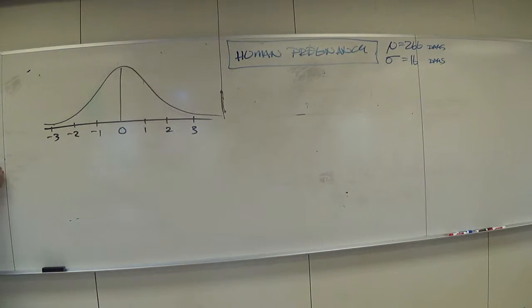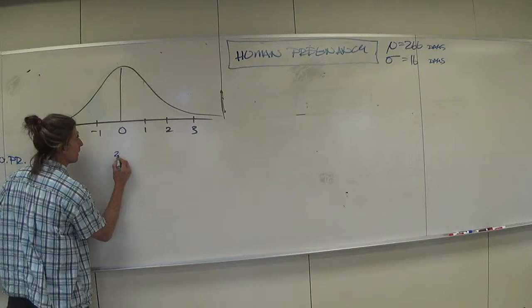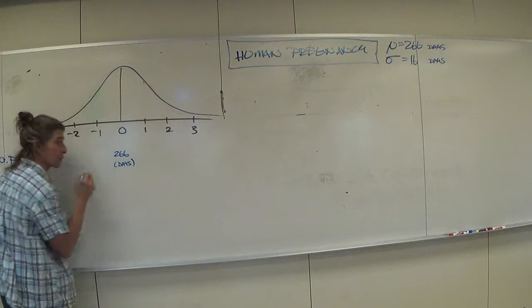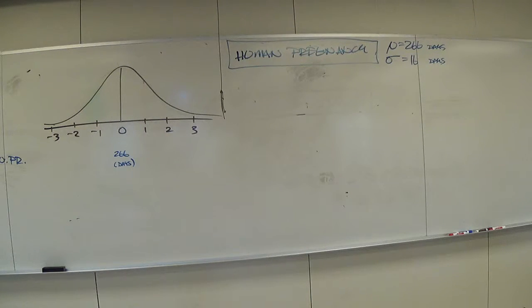Let's put human pregnancy down on that curve. What number's in the middle? 0. Well, on the z-score, yes. But for human pregnancy, what's going to be in the middle? 266. I'm going to put days in parentheses down here because there is a unit on this graph. The standard normal curve is the only bell curve without a unit. It just has 0s, 1s, 2s, and 3s. But any other general normal has to have a context, as Renee correctly said, data. It has to have data, and data is going to have some kind of a unit.